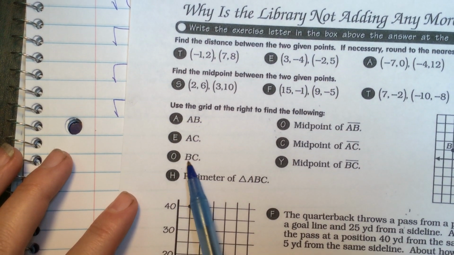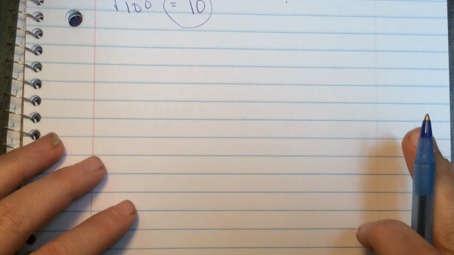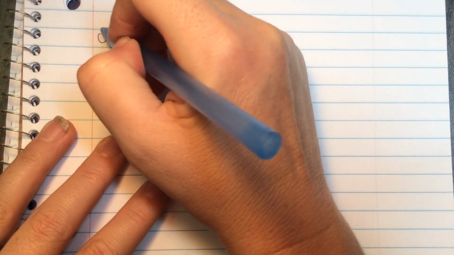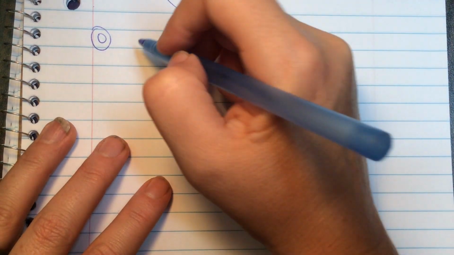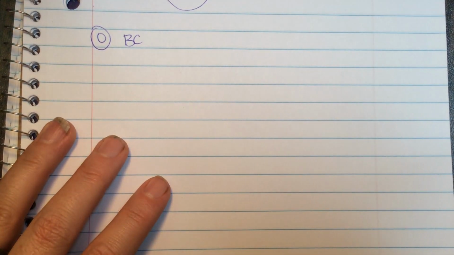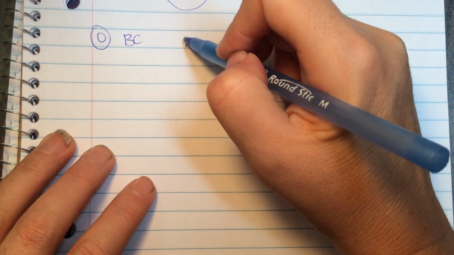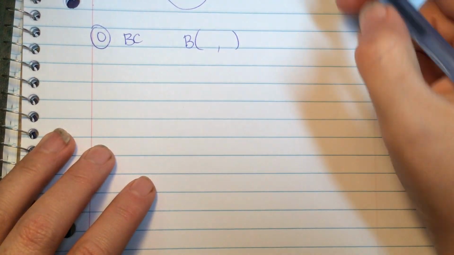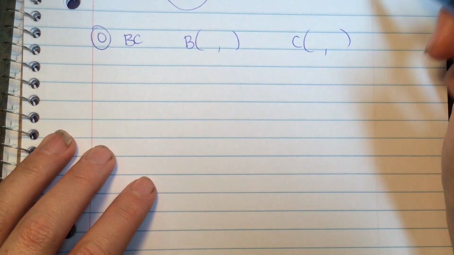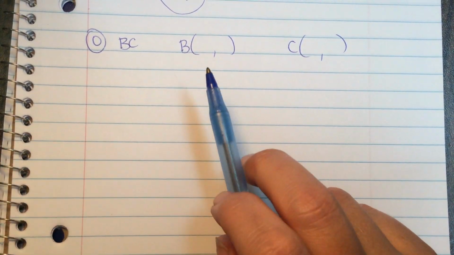Let's do this one. Let's do O. Okay, so we're trying to find the length of line segment BC, or in other words, the distance between point B and point C. So let's see what the coordinates for B are and see what the coordinates for C are, and that'll be our 2 coordinate points.